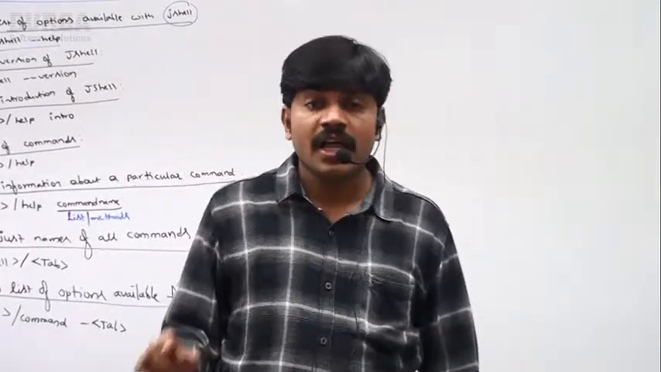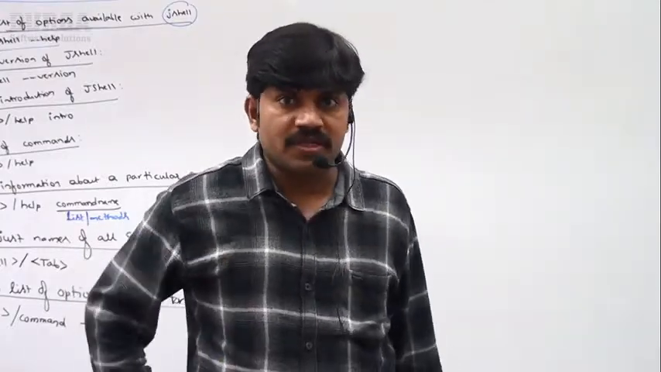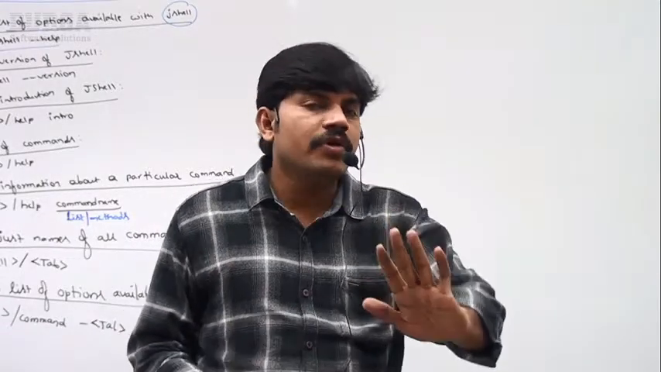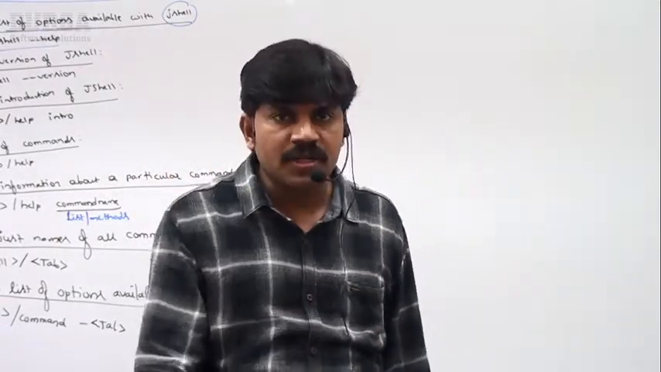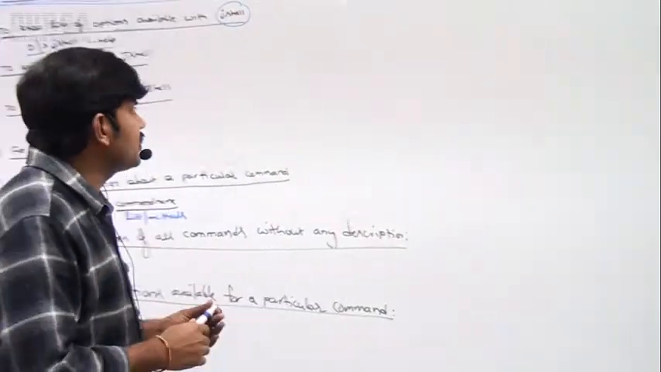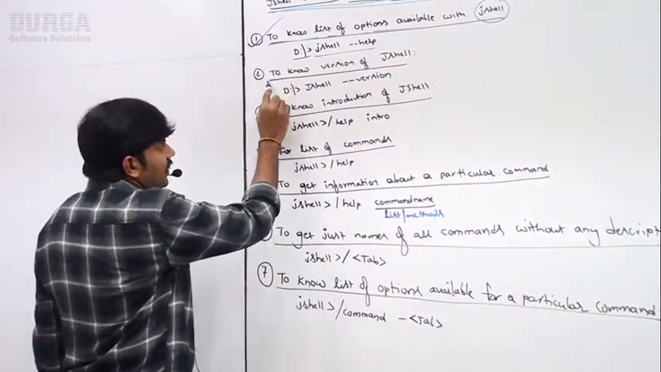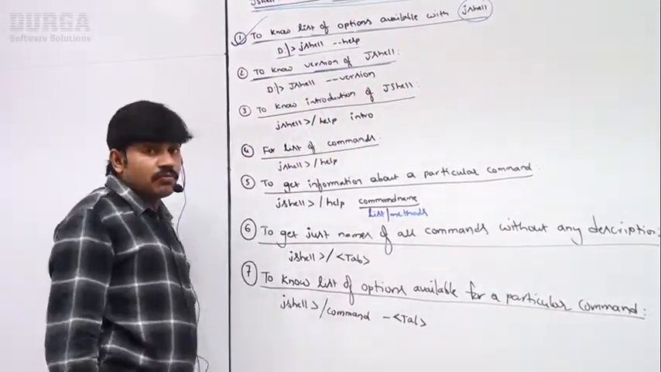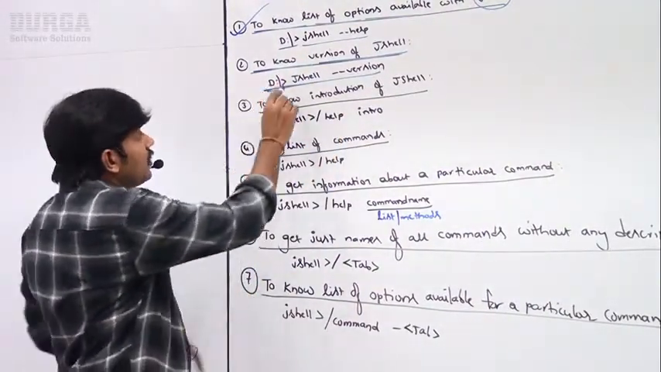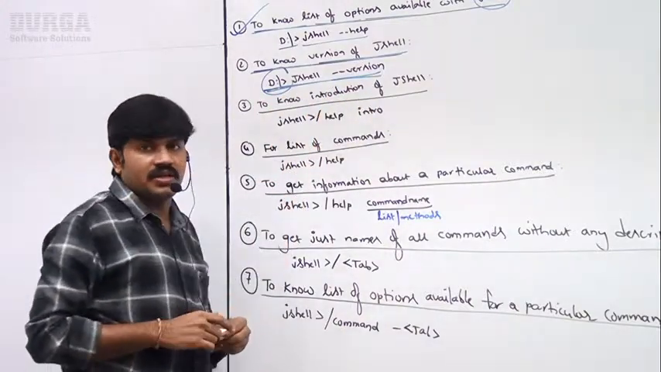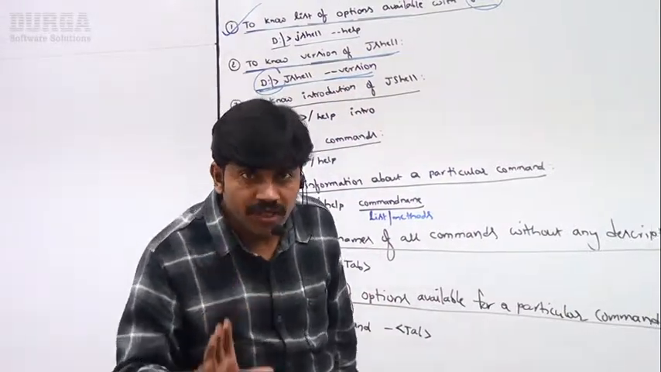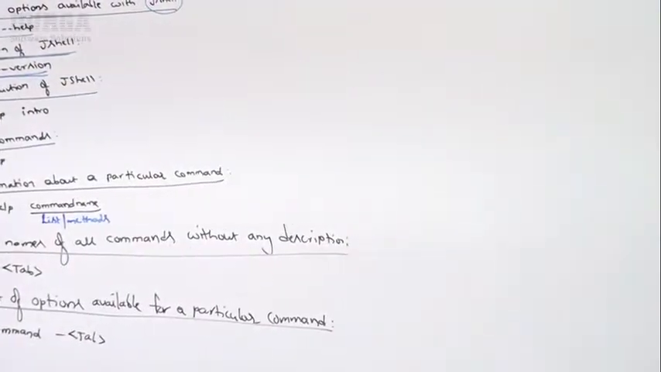Second one: I want to know which version of JShell I am using. JShell 9 or JShell 9.1, something like that. Very simple. From the command prompt, just type jshell --version. The second one, the first one we completed already, is to know the version of JShell. If I use --version, then automatically we can get which version of JShell we are using. Let me show this.